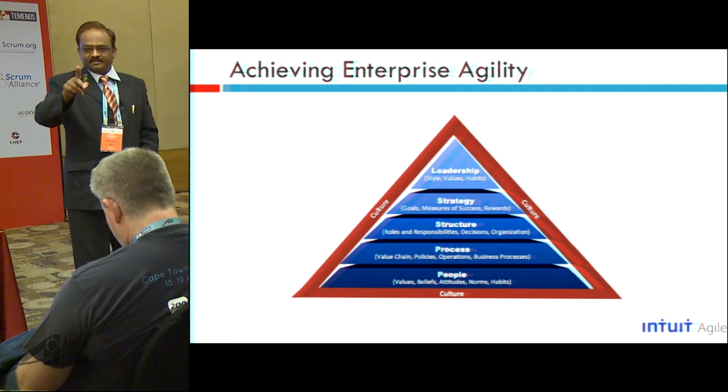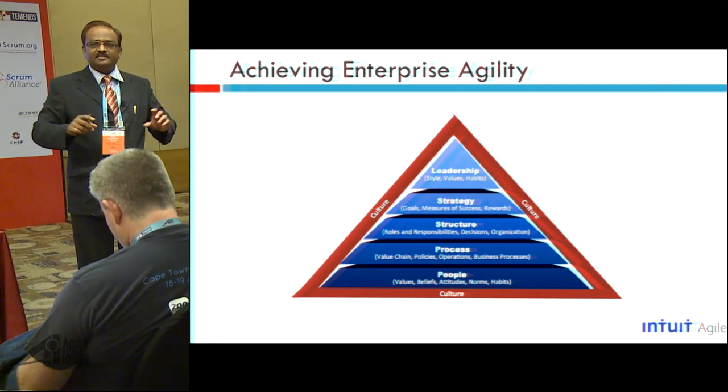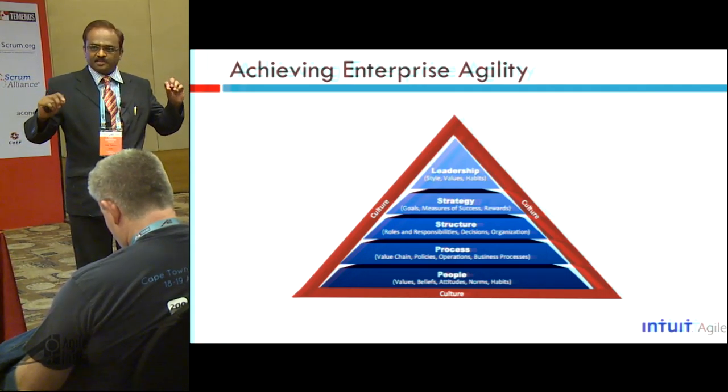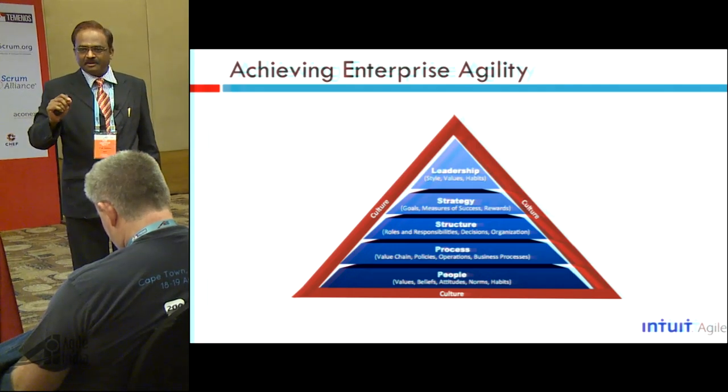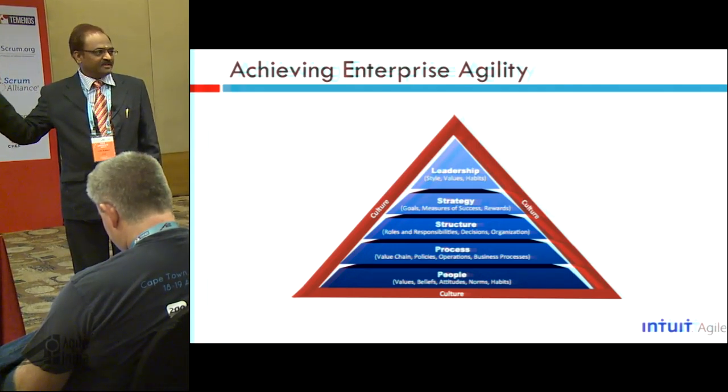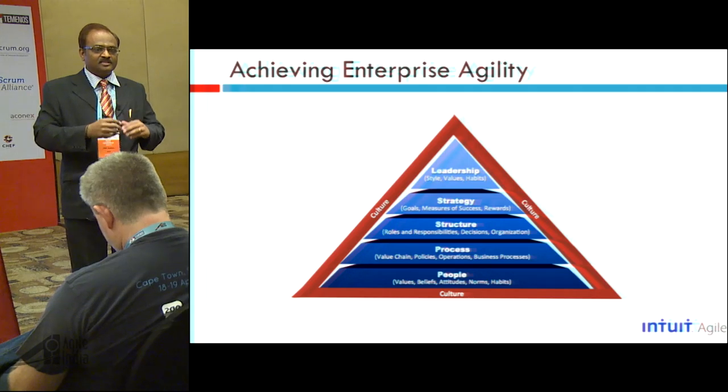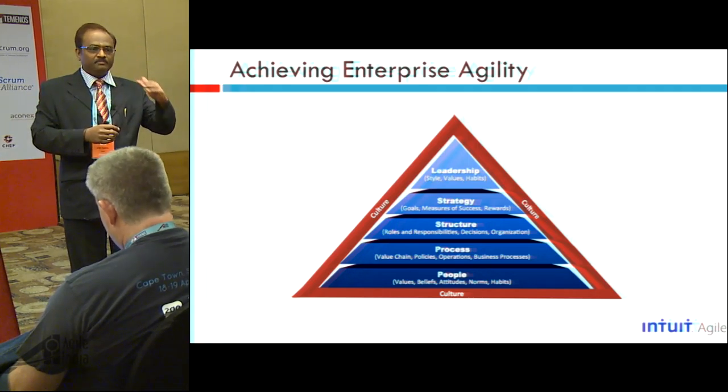Exactly. They're not stable. That's it. The rubber band expands. One item makes the rubber band expand, the rest of the items become unstable. So that's the bottom line. If you change organization, if you change anything, people, process.